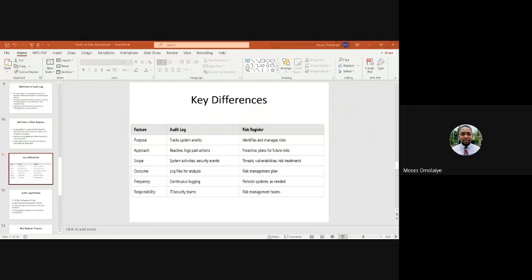Then using logs for compliance and forensic investigations. So audit logs are used for forensic investigations and for compliance. Like we had said earlier, if I want to be sure that you're in compliance with either a policy or an operation, I will just go to the audit logs and see if you are actually following or doing things the way they should be done.